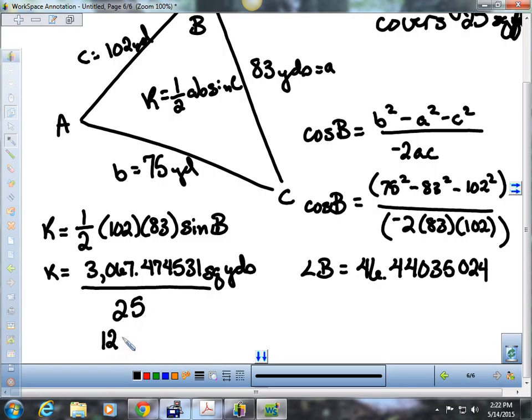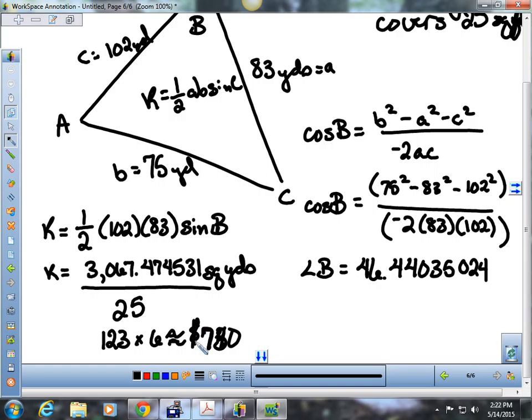122. So we need 123 bags. 122 is not going to cut it. We need 123 bags times $6 per bag. The farmer's going to need to spend... Yeah, round it up to the nearest $10. $740, roughly. $740 for the farmer to fertilize his field.